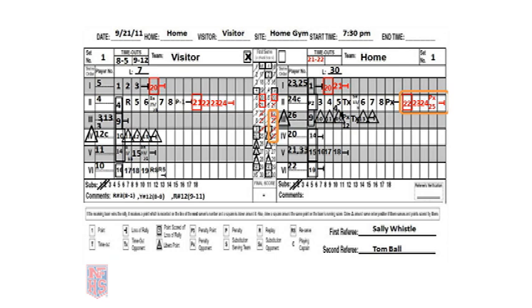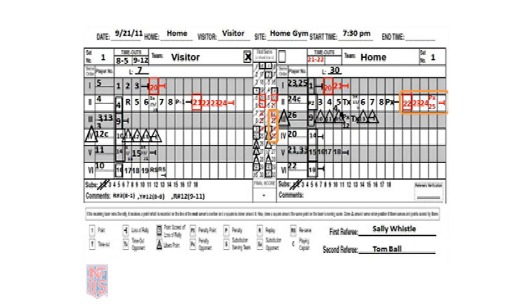Visitor calls a timeout. This would be the third timeout, so it is an illegal timeout that results in a penalty point being awarded to home. In the service line box is written PX25 to show this was a penalty point awarded due to a penalty on the opponent. The point is slashed in the running score column.